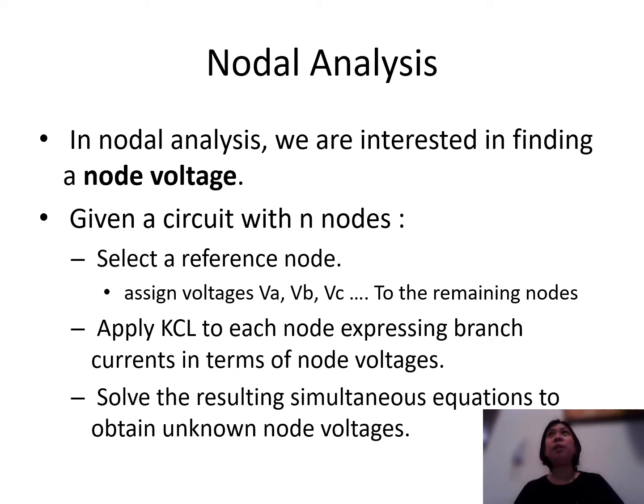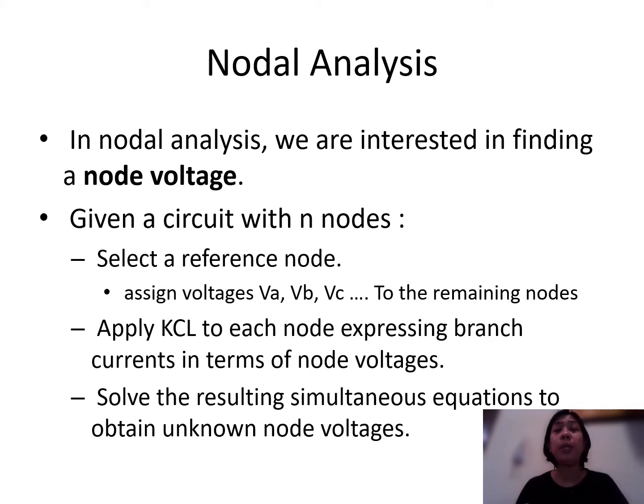Usually the number of nodal equations that we're going to form is equivalent to n minus 1, wherein n is the number of nodes. Why do we have minus 1? Because one node will be used as a reference node. For example, if we have 4 nodes in your circuit, we can have only up to 3 equations because the fourth node will be used as a reference node.